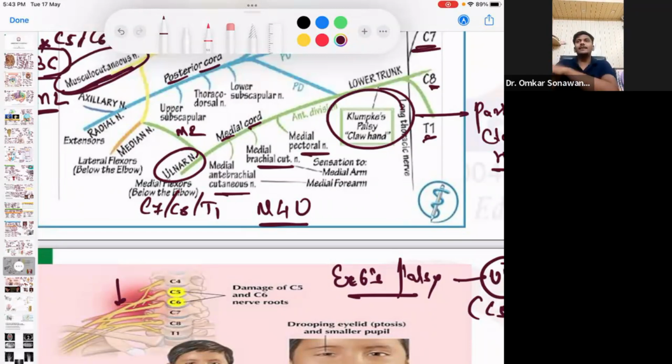Lateral musculocutaneous and medial, usually the medial cord. And U lastly goes for the ulnar nerve. So the largest branch of the medial cord is the ulnar nerve. What is the root value of ulnar nerve? C7, C8, T1.